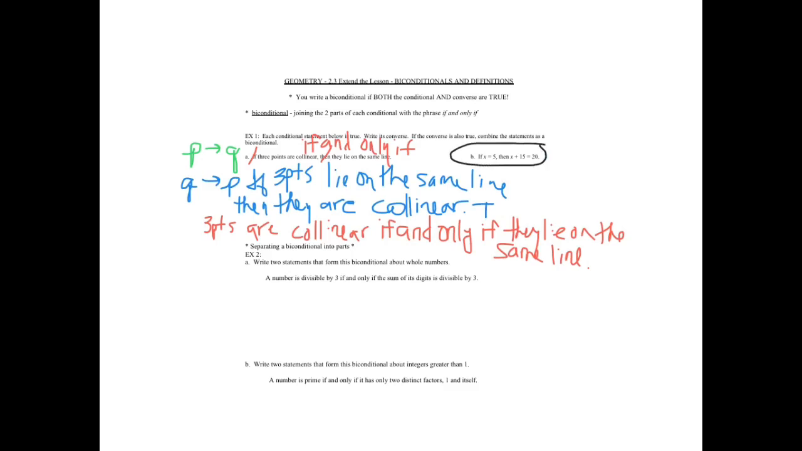If x equals 5, then x plus 15 equals 20. That is true. So we can say x equals 5 if and only if x plus 15 equals 20. So the converse of this one, I don't think I said that, would be if x plus 15 equals 20, then x equals 5.